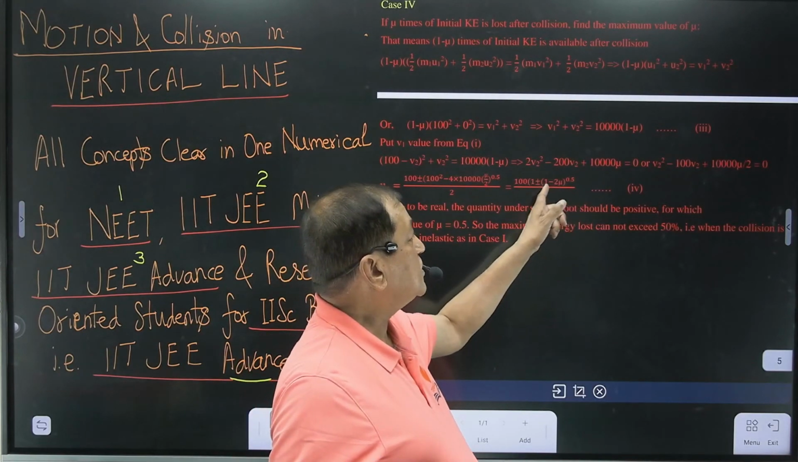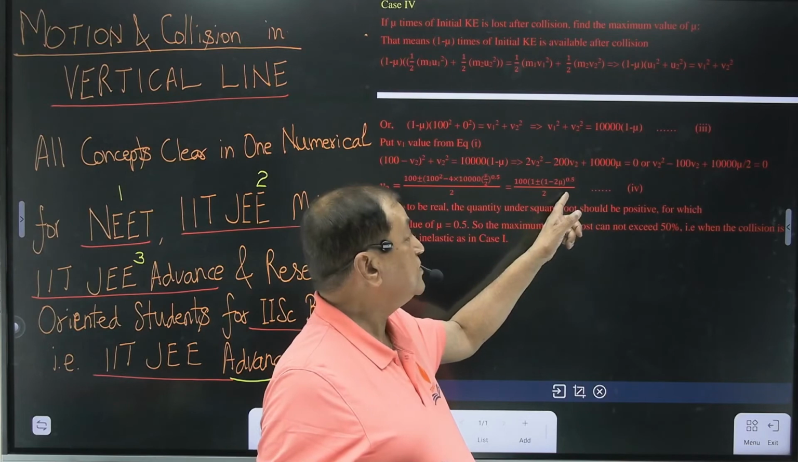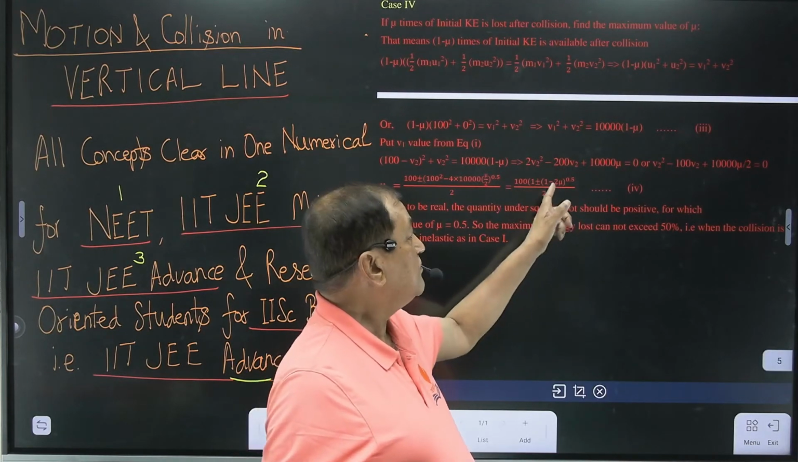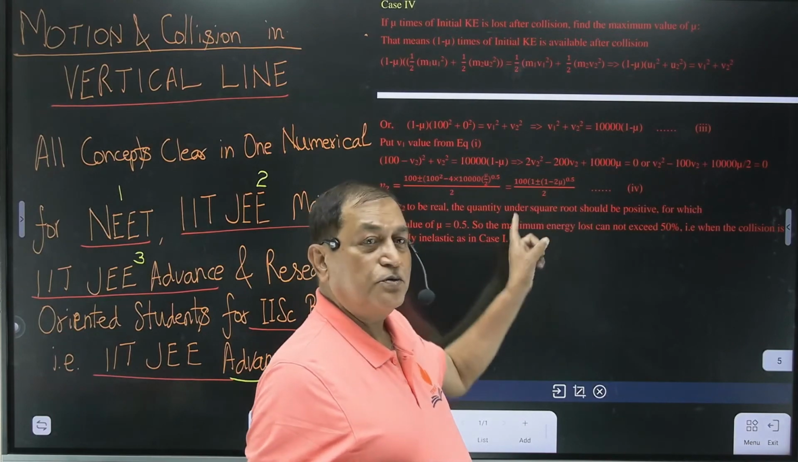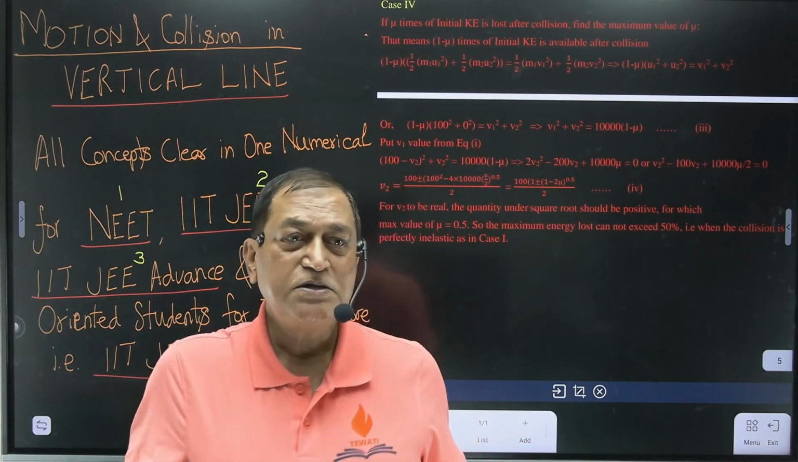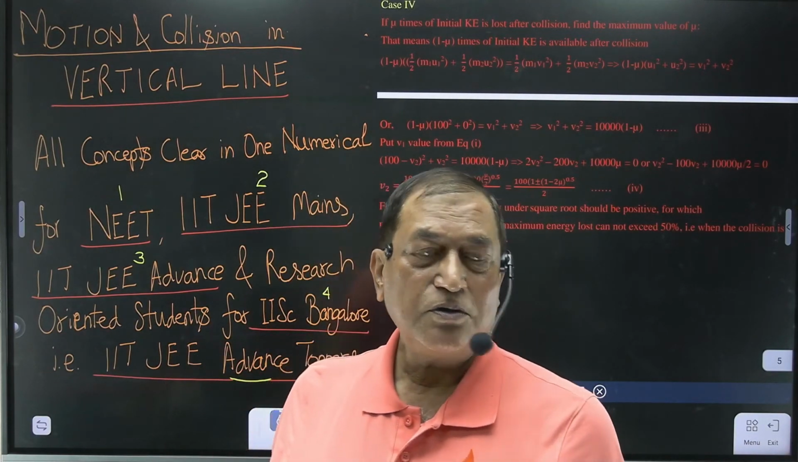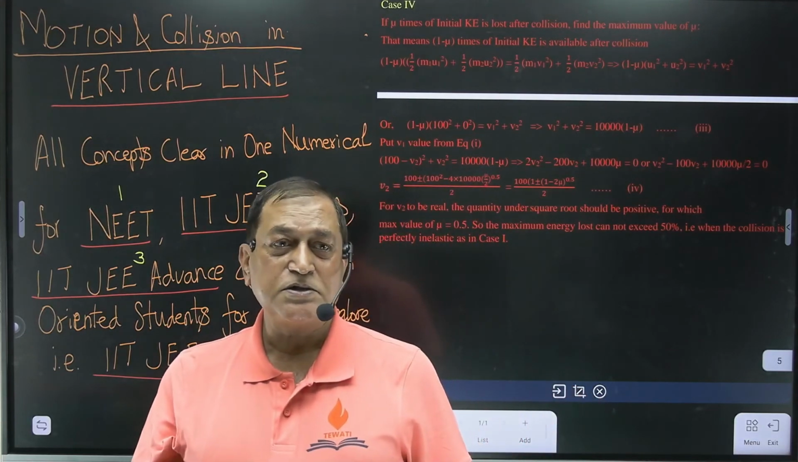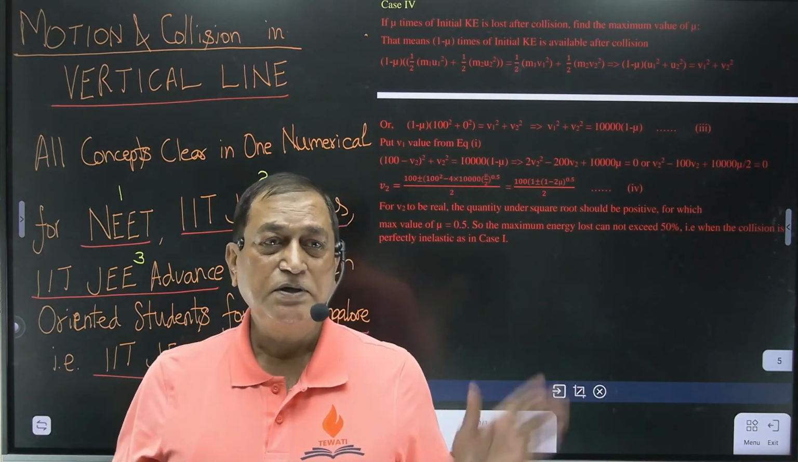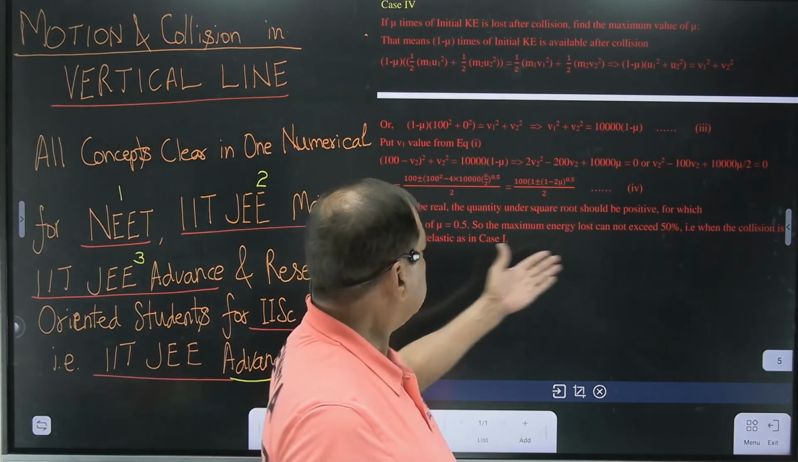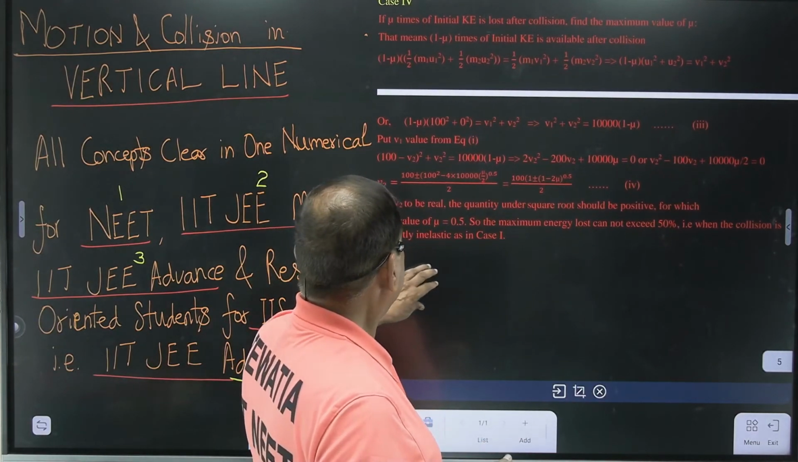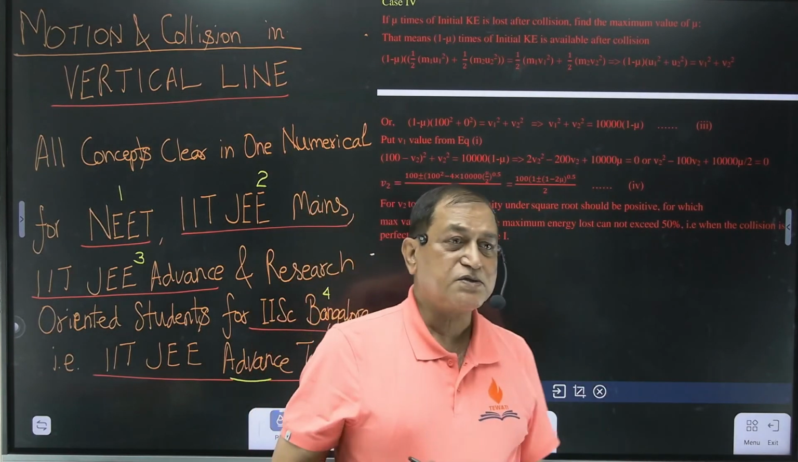So the quantity under the square root cannot be negative, maximum it can be 0. So 1 minus 2 mu is 0. That means mu is equal to 1 by 2, that means 0.5. So the maximum kinetic energy lost is 50% in this case. That is when the collision is perfectly inelastic, as in case 1.